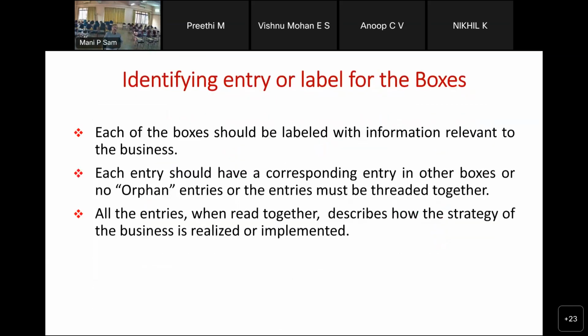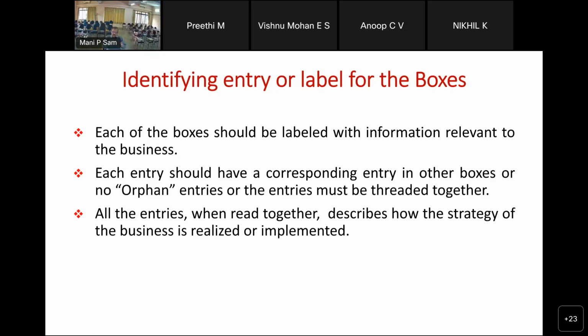So it's very important that when you start with a blank 9-box format, you really should be able to make a label or an entry in the box. Is the information relevant to the business in that particular kind of activity or requirement of resources or whatever is linked to value creation or delivery? You have to make an entry there.